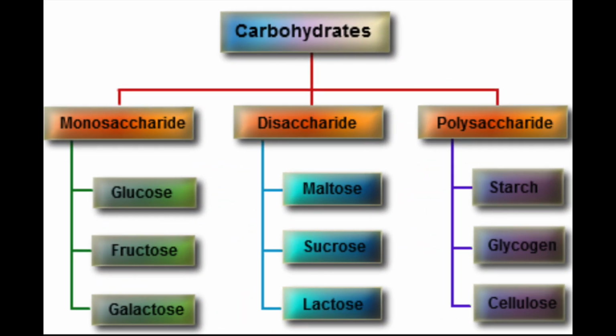So then you have starch. You have cellulose, pectin, what else? Glycogen and dextrin. Starch is the main carb source in our diet.